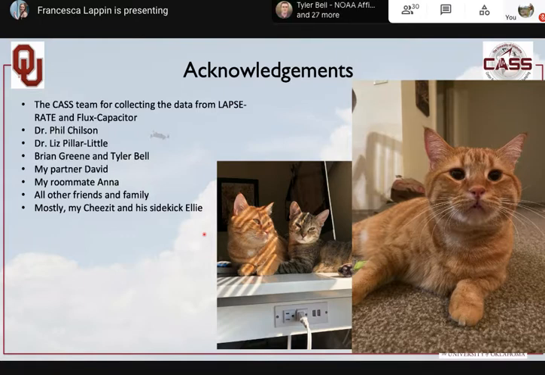To my partner, David, he is a constant support system and always has my back and is very supportive in mental health struggles and every other struggle. To my roommate Anna, who has helped me improve this talk and has been really supportive through the whole thing. And all my other friends and family, but mostly these cute little cats, Cheez-It and Ellie.